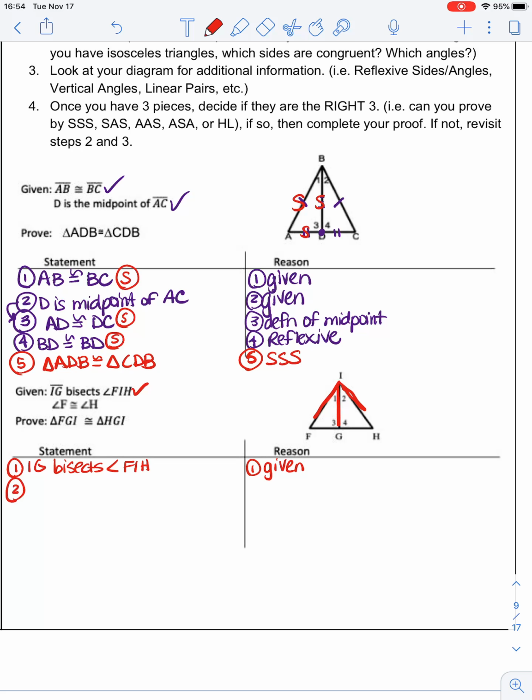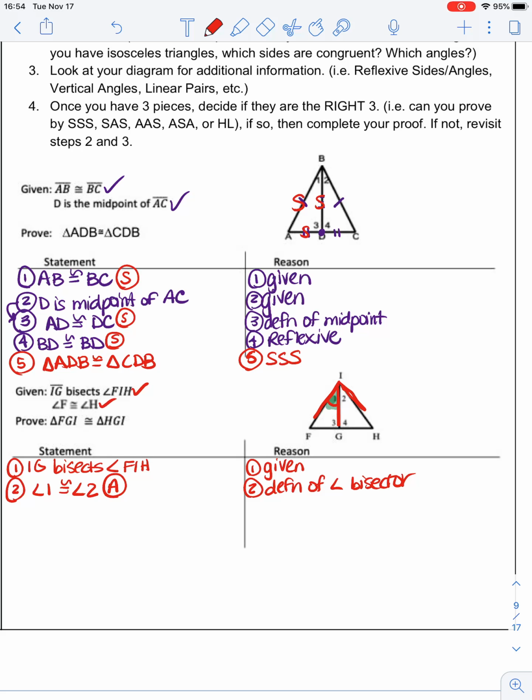Okay, so I'm going to use that first. I like to use them and then write them. What that tells me is that angle 1 is congruent to angle 2, because that's what the definition of angle bisector is. Now notice, I have an angle congruent to an angle, so I'm going to put an A there so I know that I have a good piece. So I'm going to mark that, highlight that. Angle 1 is congruent to angle 2.